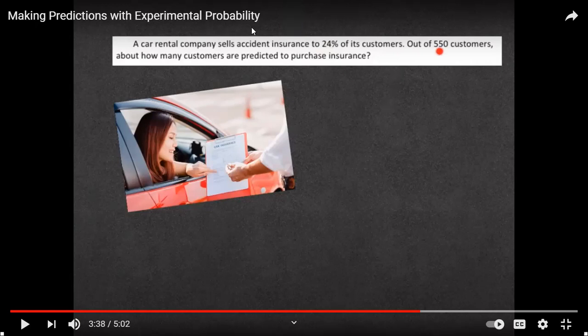A car rental company sells accident insurance to 24% of its customers. Out of 550 customers, about how many customers are predicted to purchase insurance? How can we solve this question, Yusuf?